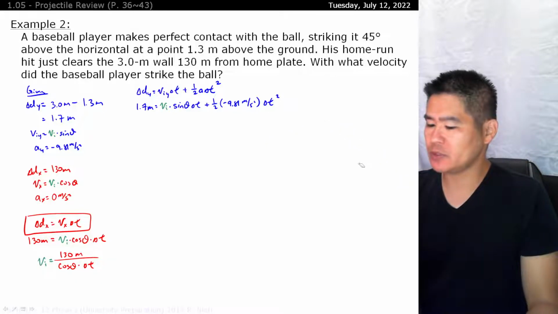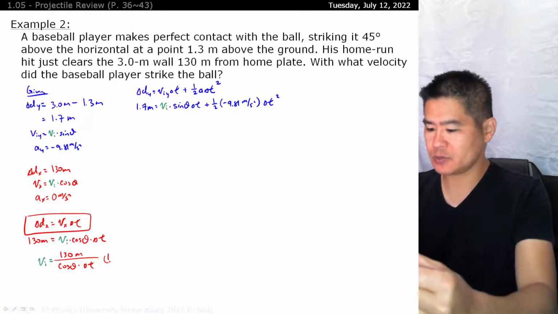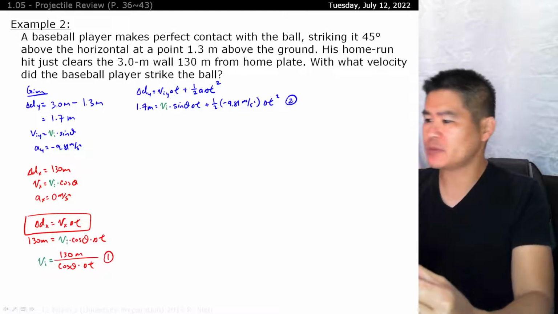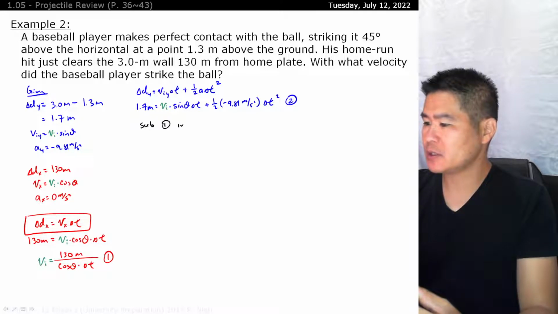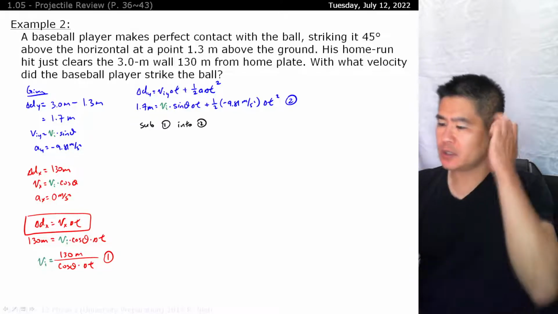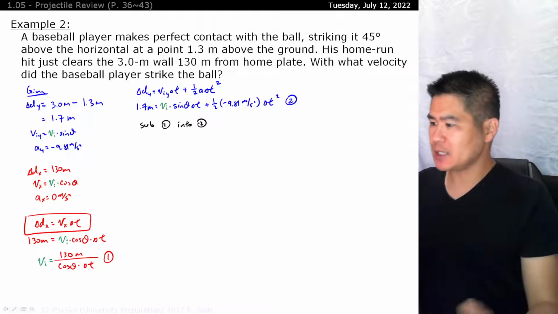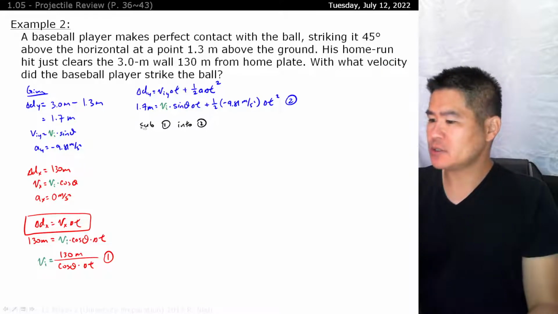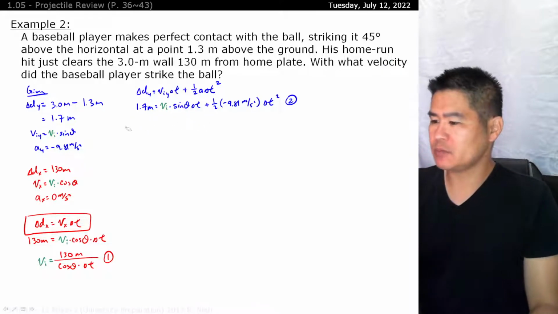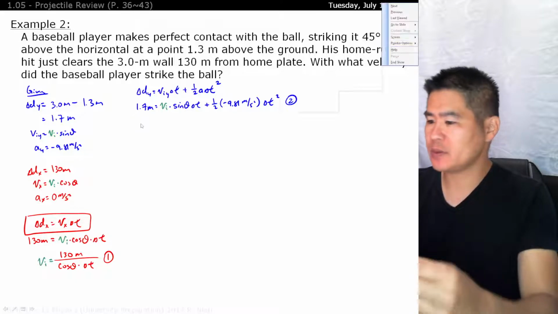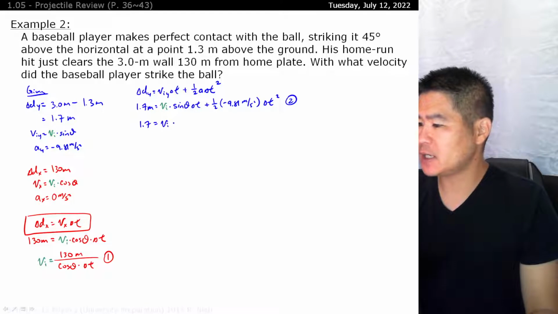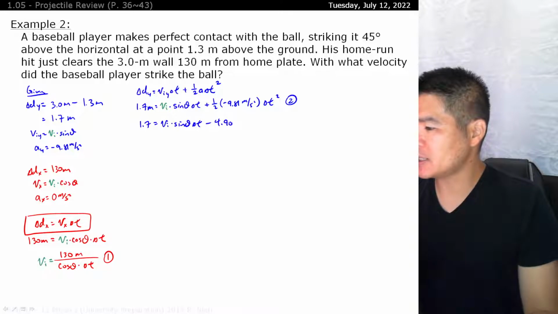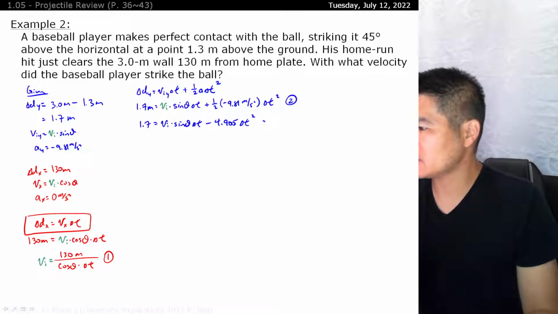Okay, so we have our equation 1 and we have our equation 2. So this is equation number 1 and this is equation number 2. And what we're going to do is sub equation 1 into equation number 2. Now since this is going to get really messy, I'm just going to clean things up. I've already shown my units at the beginning, so this time I'm just going to have things cleaned up a bit. So 1.7 is equal to VI times sine theta delta t subtract 4.905 delta t squared.